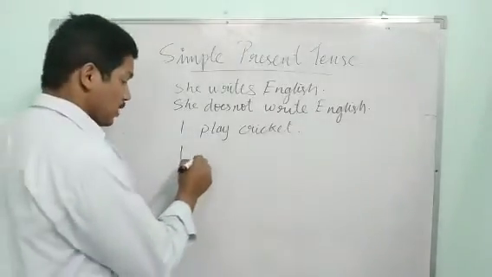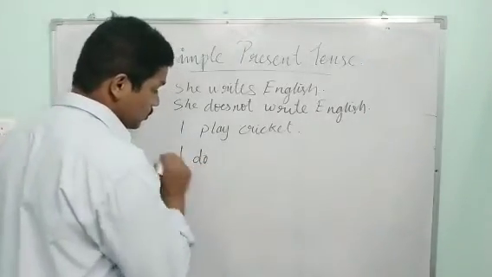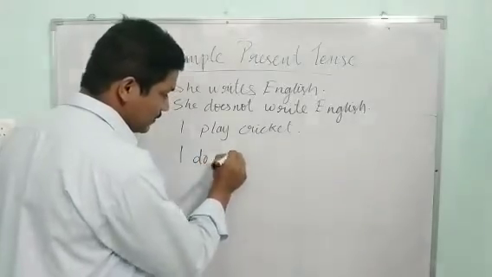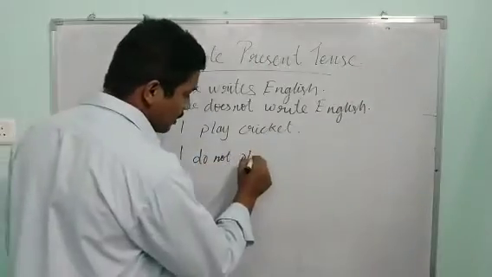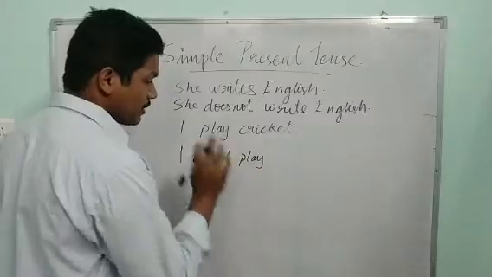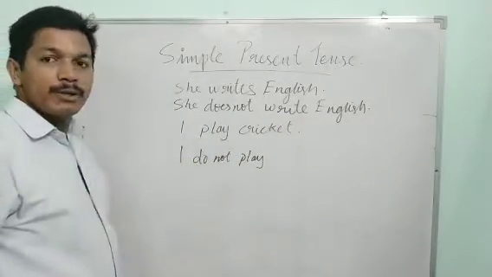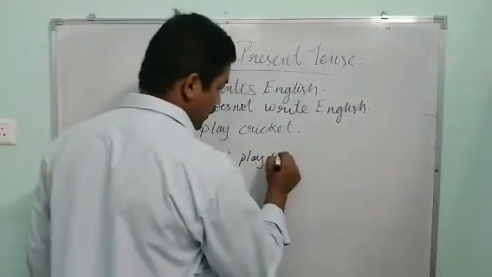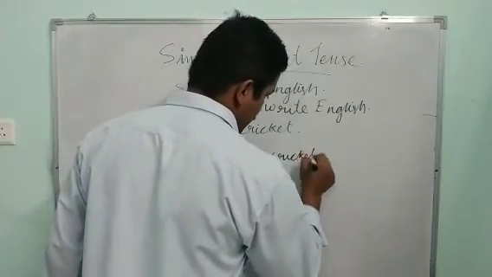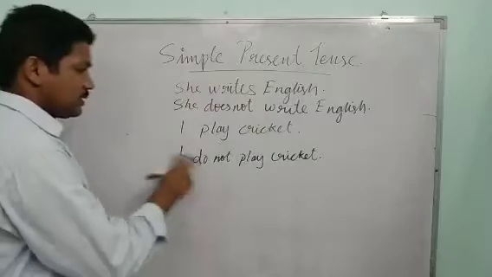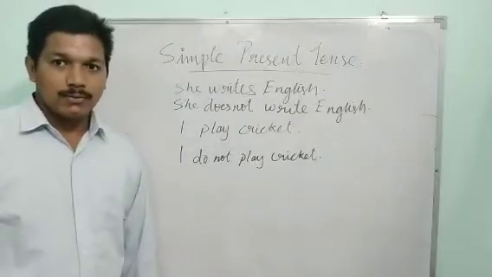So you have to remove the do. The do will be taken out. Not is added with the auxiliary verb. Then what remains there? Play. Play will be written just like that. Because do is taken out, the play will remain the same. Play cricket. So this is the negative of this one.